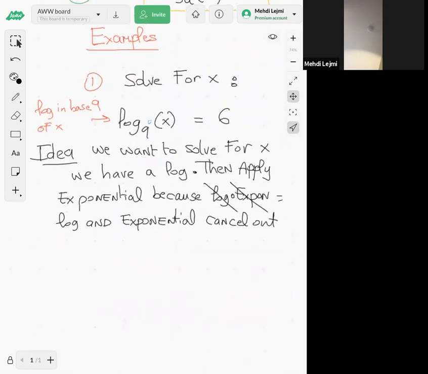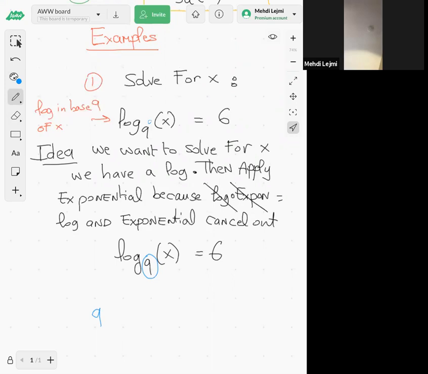All right. So what do I mean here? Well, let me write the equation again. I have this log in base 9 of x is equal to 6. I want to get rid of the log, so I'm going to apply exponential. Which exponential? Well, this is a log in base 9, so I'm going to use exponential with the same base, which is base 9. So I'm going to write 9 here.